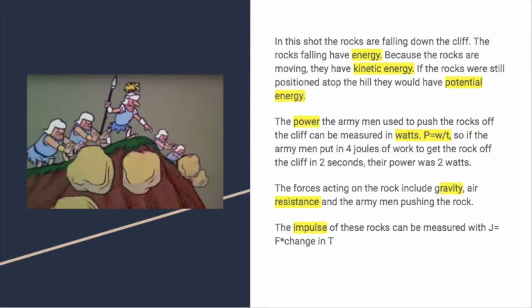Falling rocks have kinetic energy. If they were positioned atop the hill, they would have potential energy. The army man used power to push the rocks, which can be measured in watts. P equals W divided by t. The rock has forces acting on it like gravity and air resistance. The impulse of the rocks is measured with J equals F delta t.